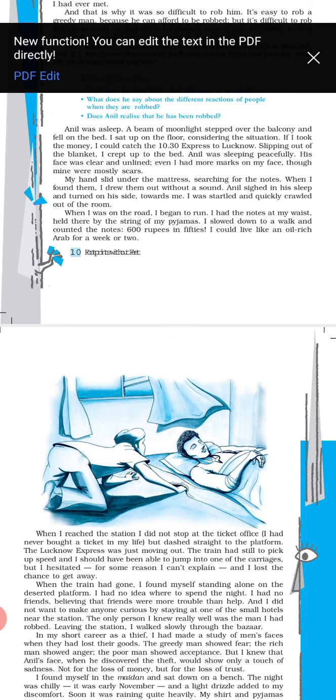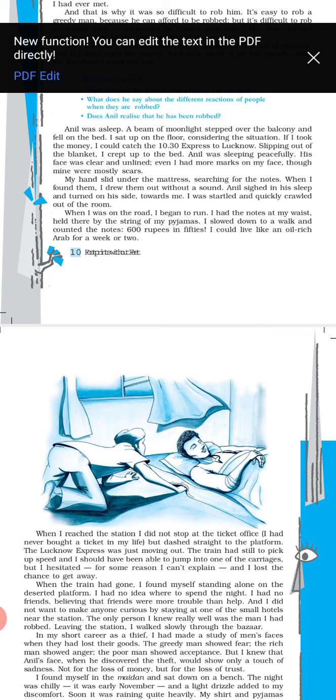So next what happens? My hand slid under the mattress. So what does he do? He puts his hand under the mattress, searching for the notes. When I found them, I took them out without a sound. Just at that moment, what did Anil do? Anil sighed. Anil took a deep breath in his sleep and turned on his side. That means he turned towards Hari Singh. Karvat badalna, he turned towards Hari Singh. I was startled. He was shocked and quickly crawled out of the room.